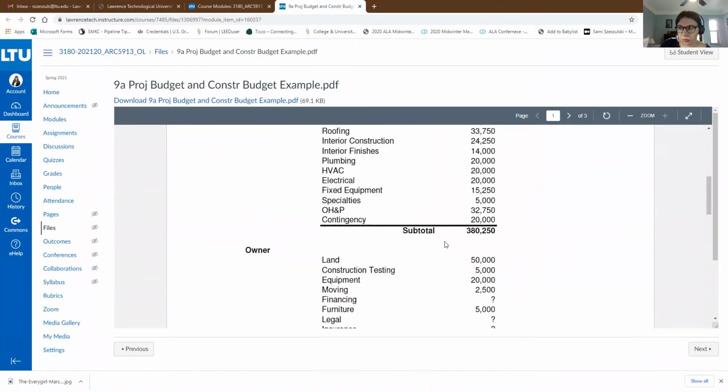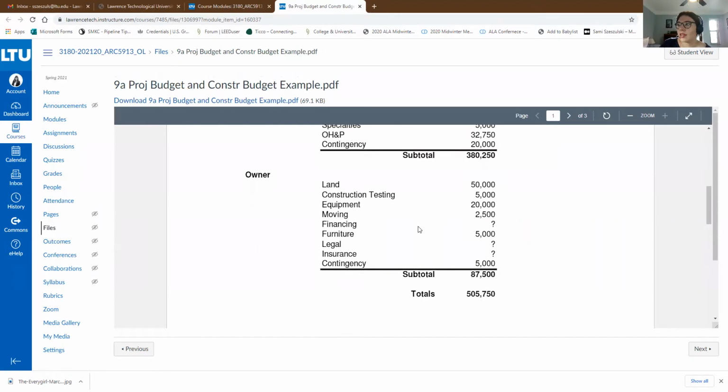A third set of expenses on a project, aside from the design and construction expenses, are the owner expenses. This includes things like the cost of purchasing land for the project if it's not already owned, as well as furniture and equipment that go into the completed building, potential moving expenses, and any other owner costs to effectively operate and manage the project from their end.